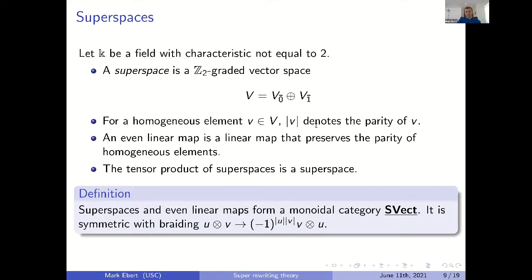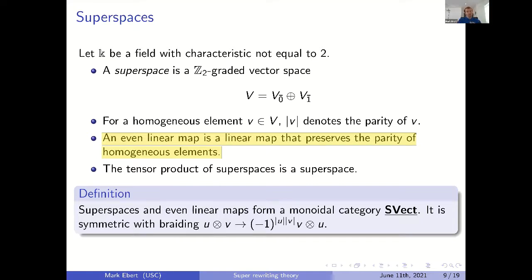We can define the parity of an element. If it lies in V0, it's parity 0, in V1 parity 1, at least for homogeneous elements. There's the notion of an even linear map, which is one that preserves the parity: if you have V0 plus V1 and W0 plus W1, it sends parity 0 elements to parity 0 elements and parity 1 elements to parity 1 elements. That's what an even linear map is. And the tensor product of superspaces is a superspace, and we can take tensor products of linear maps.